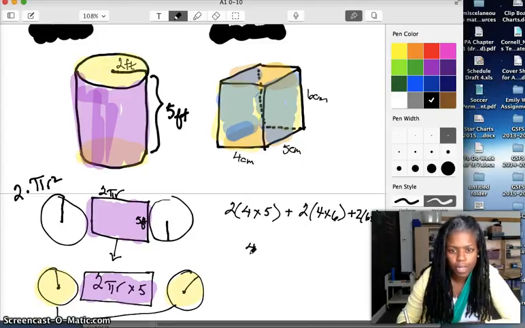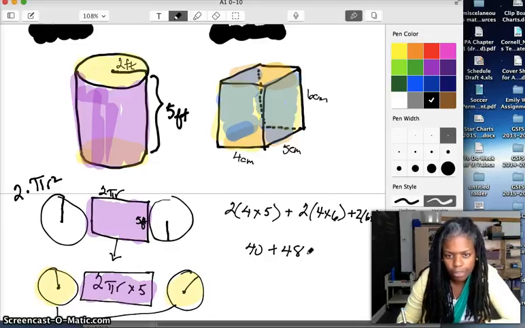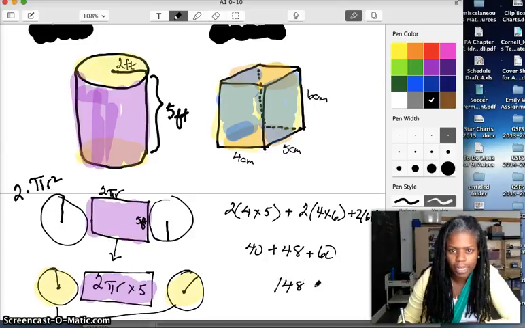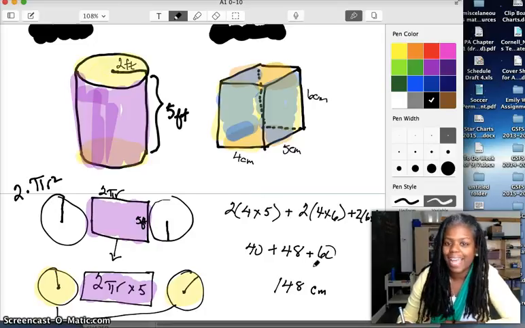Here I'm going to get 40 plus 24 times 2, I'm going to get 48. And here I'm going to get 30 times 2, which is going to be 60. And when I add all of this together, I get 148 centimeters. And again, this is not cubed, even though we're dealing with a 3-dimensional figure. We're talking about the surface area, and area is a squared unit.